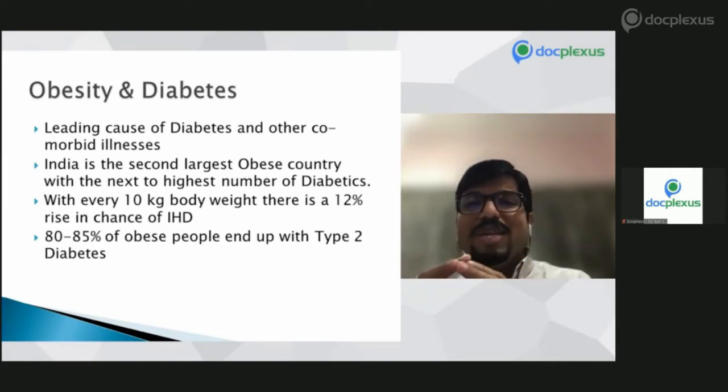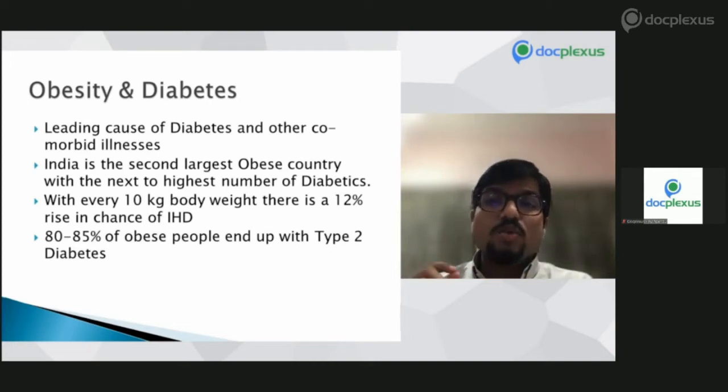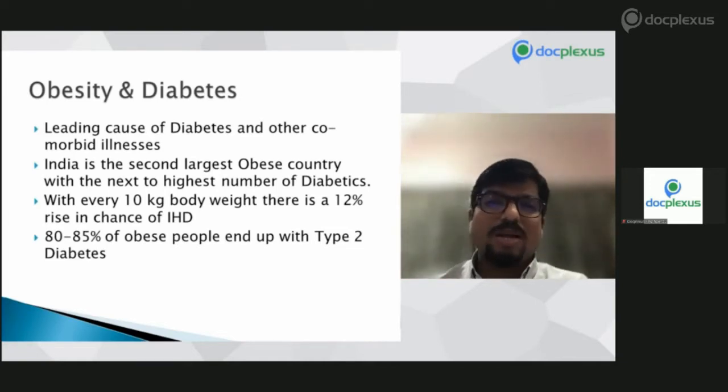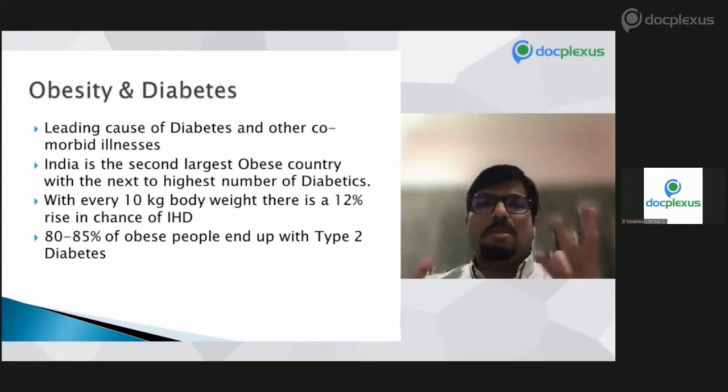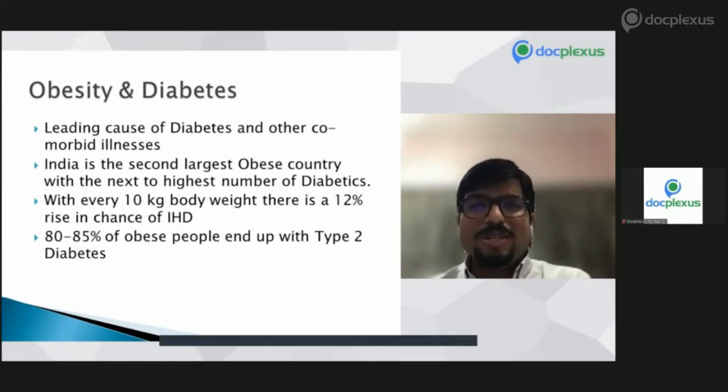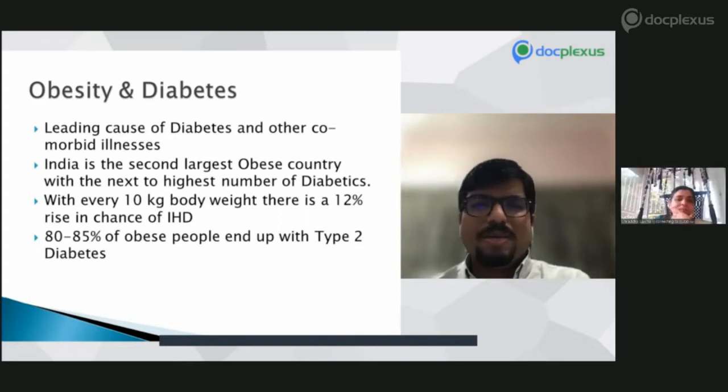Because with every 10 kilogram body weight gain, there's a 12% rise in the chance of ischemic heart disease. Now, this is a very big number. In a population of 1.3 billion people, if everyone just starts gaining 10 kilos of weight and more, we can imagine that our cardiovascular friends are going to be trigger happy.